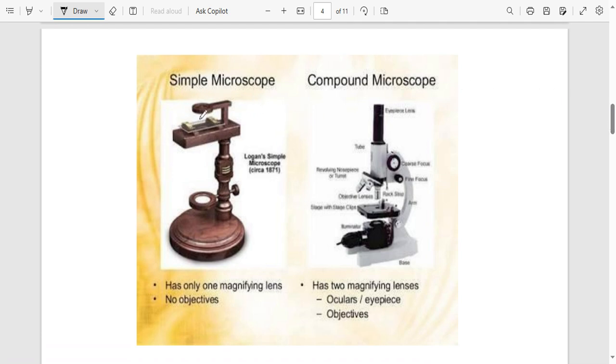You can see for a simple microscope, you only have where to view from here, and then you get to see your object. So it has no objective lens, but it has got a magnifying lens. A compound microscope, this is the one that you use. It has got the eyepiece and also the objective lens. The eyepiece will be here where you are looking, and then the objective lenses, these are the ones here where you can actually be changing those objective lenses.